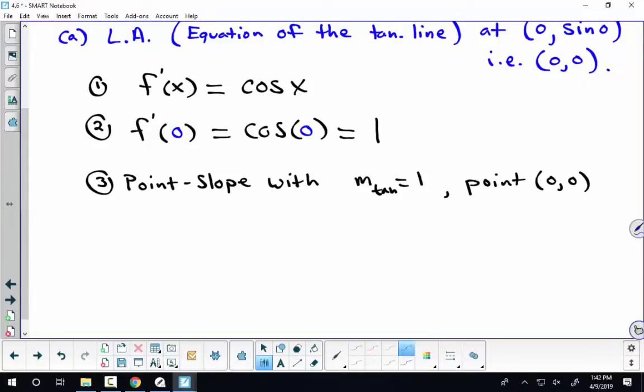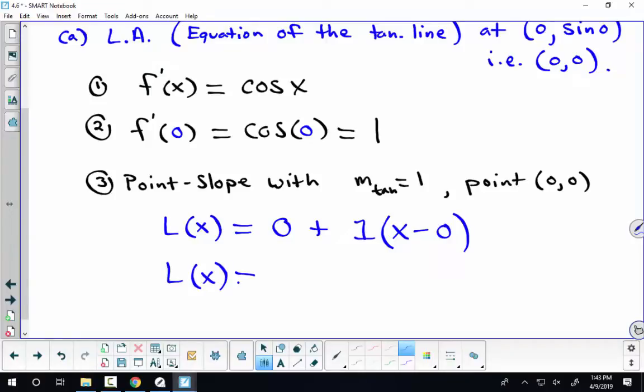So we have capital L of x, our linear approximation, is the y coordinate of the point, 0, plus the slope of our tangent line times x minus the x coordinate. So it simplifies quite nicely because that's just L of x equals x. So that's the simplest linear function that we can possibly have.